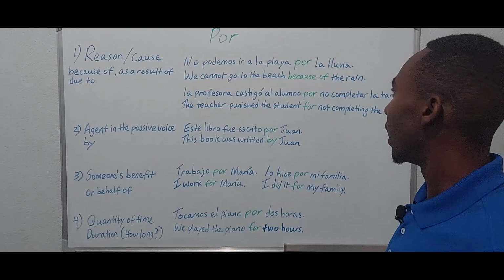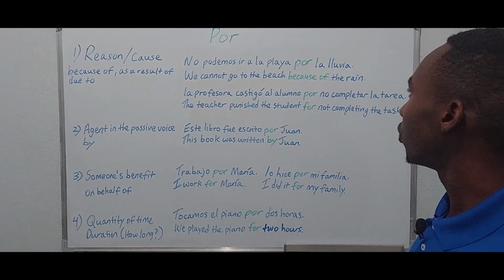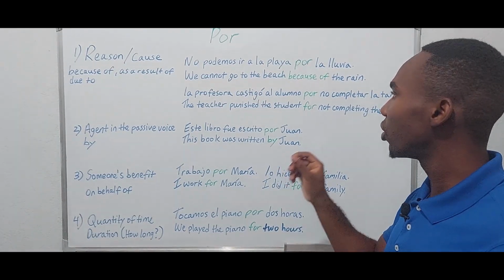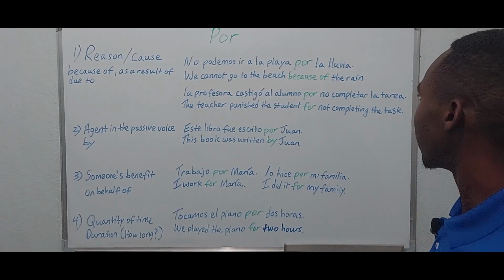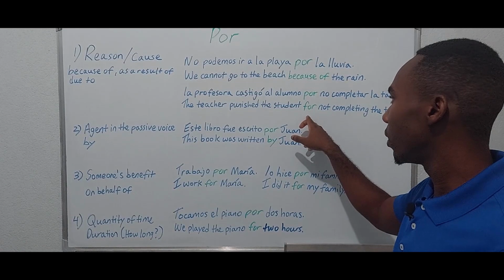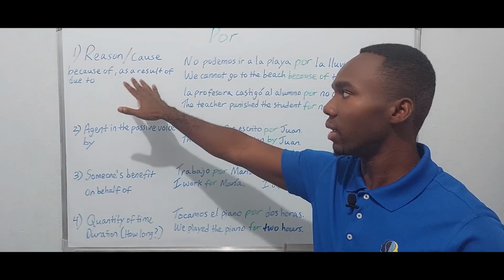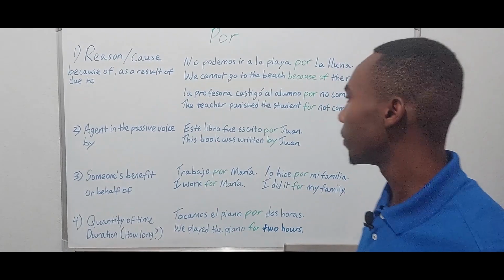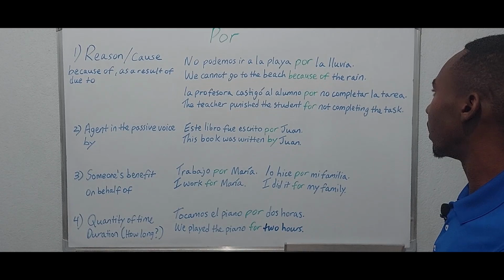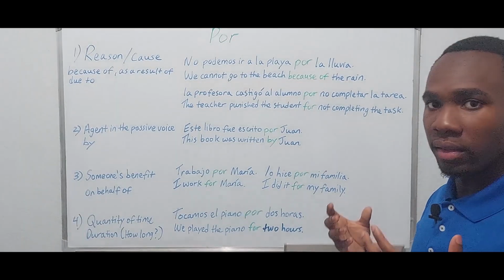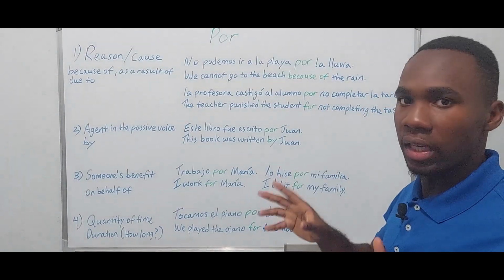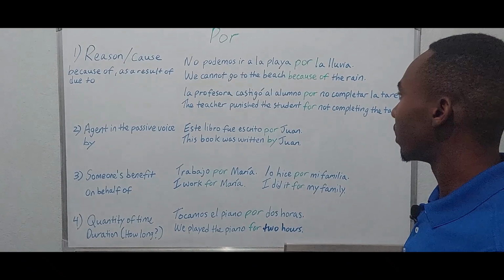Next example. La profesora castigó al alumno por no completar la tarea. So the teacher punished the student for not completing the task. In this case, por is translated as "for," but "for" has the same meaning as these expressions, okay? So the teacher punished the student for not completing the task. Why did the teacher punish the student? Because he or she did not complete the task.